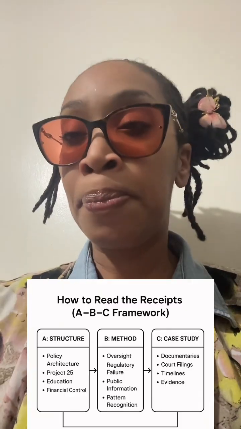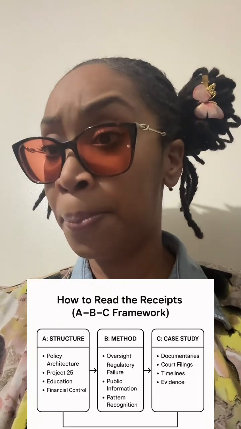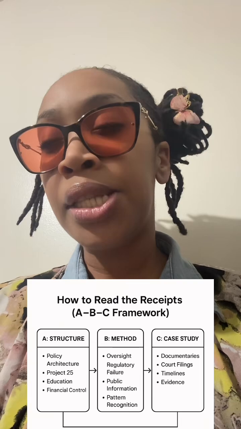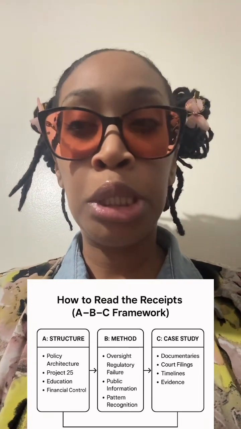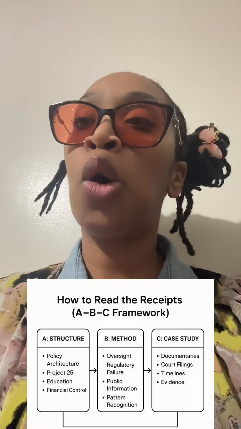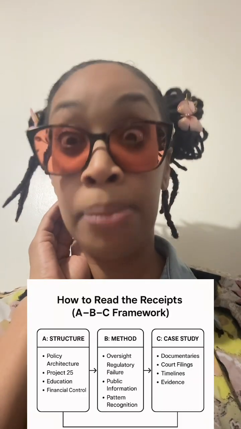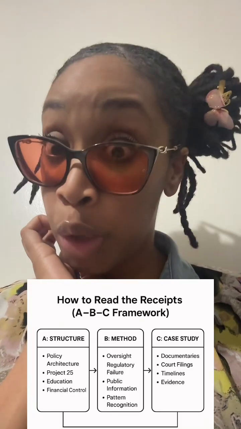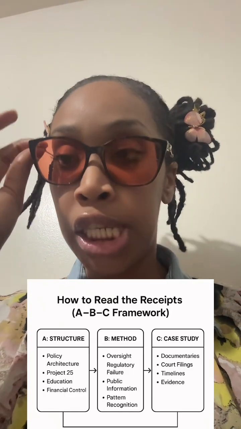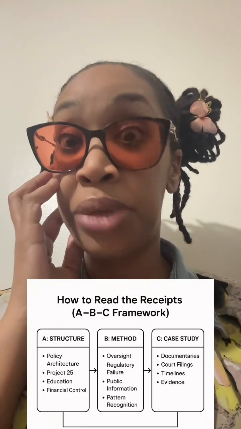Section A is all about the structure. This is where we look at policy level design, specifically Project 25, and how it translates into real world impact. That's why you saw educational destabilization, financial control, and regulatory capture. So Section A essentially answers the question, how is the system built? That's what's addressed in Section A.